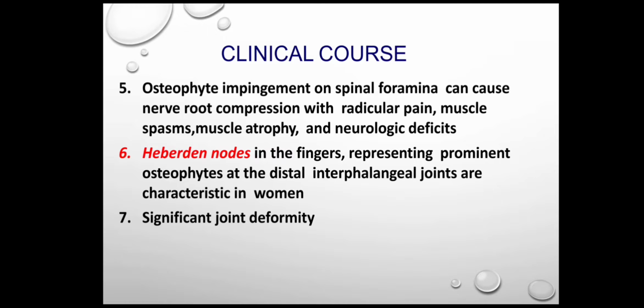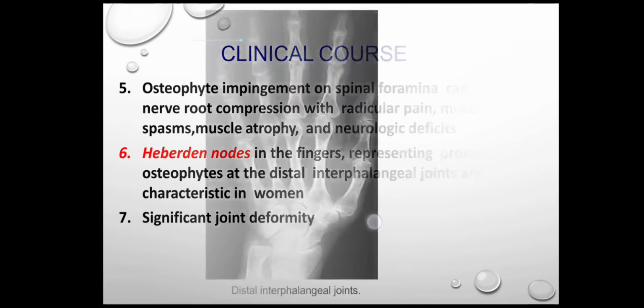and neurological deficits. Now remember the Heberden nodes in the fingers. So these are osteophytes at the distal interphalangeal joint, Heberden nodes. So you have to differentiate from the rheumatic joint diseases where you have such kind of nodes. Okay, so remember, significant joint deformity can also occur.